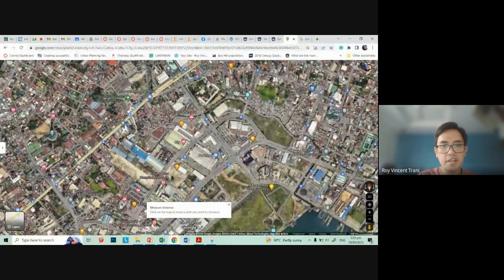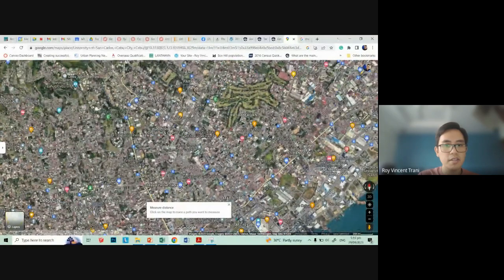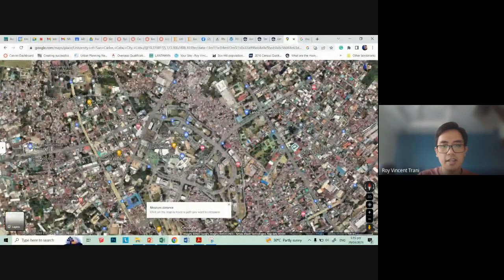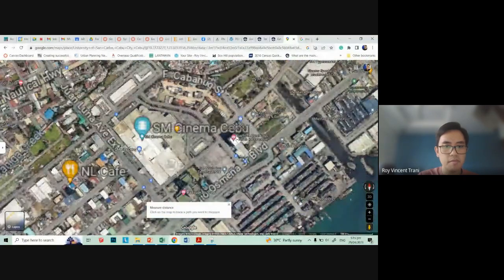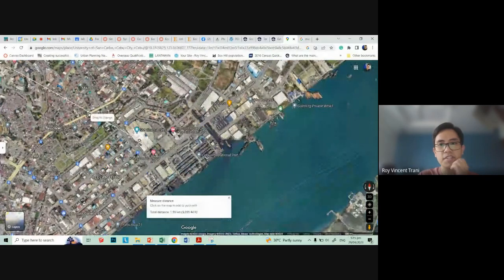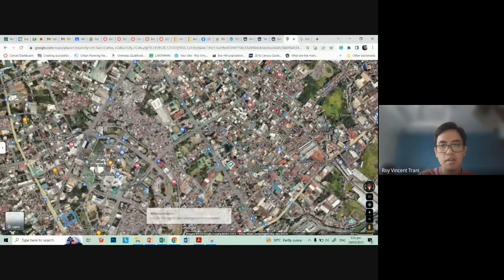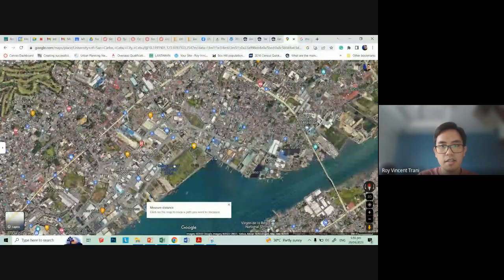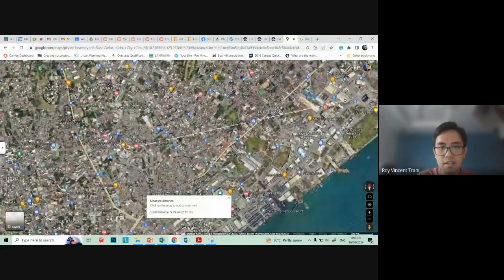For the sake of this, I'll use Cebu Ayala and then SM. Where's SM? But SM is still in Cebu. What about Cebu City, Ayala, and Park Mall? Park Mall is definitely in Mandaue. Distance is 3.23 kilometers.